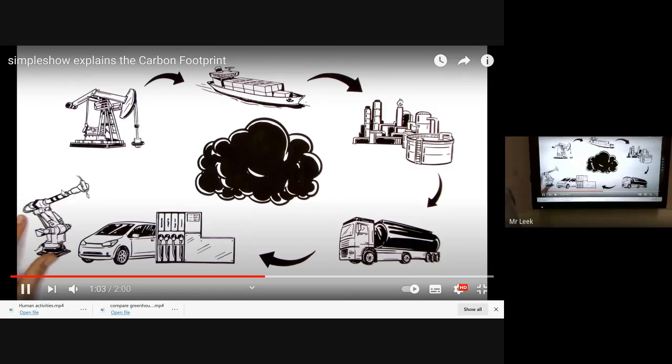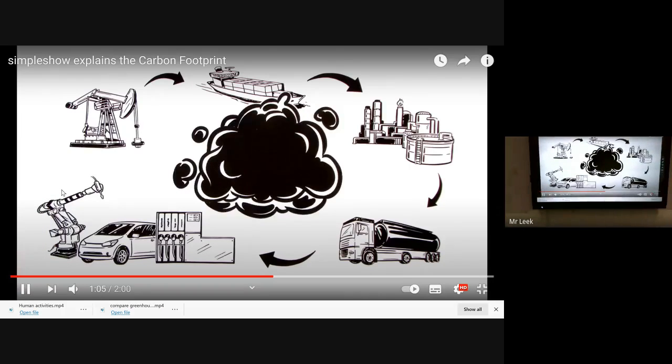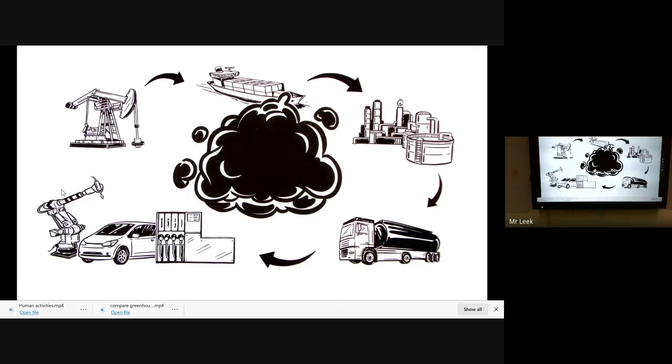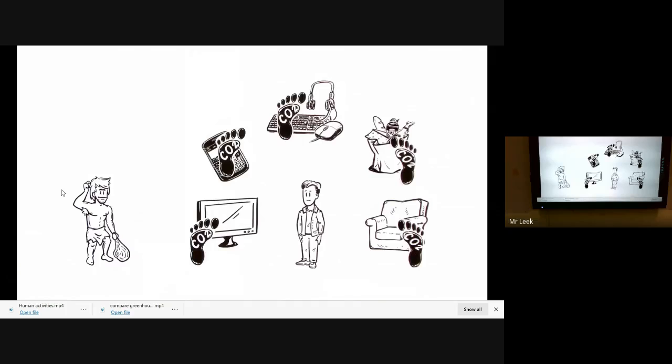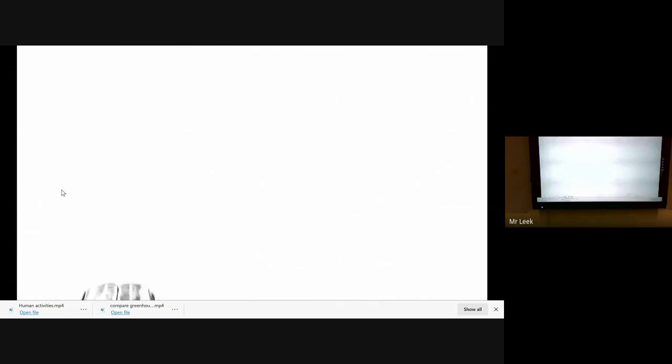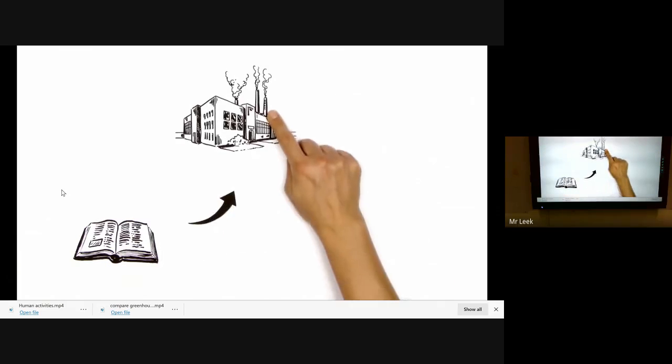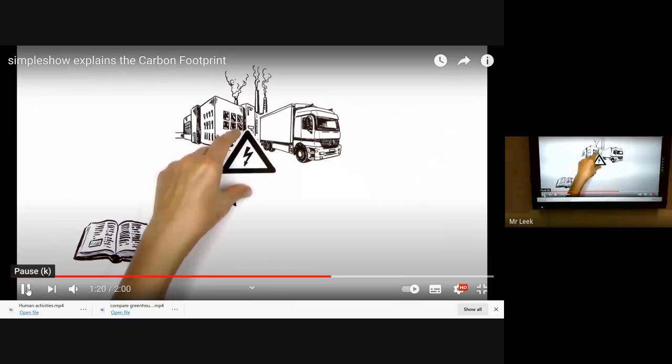CO2 released by manufacturing your car in the first place, more than you thought, huh? So unless you live in a cave, you and everything you own has its own carbon footprint. Read a book, printing and distributing, it uses energy.